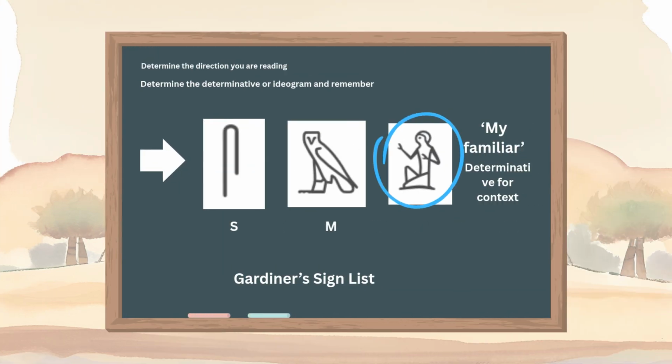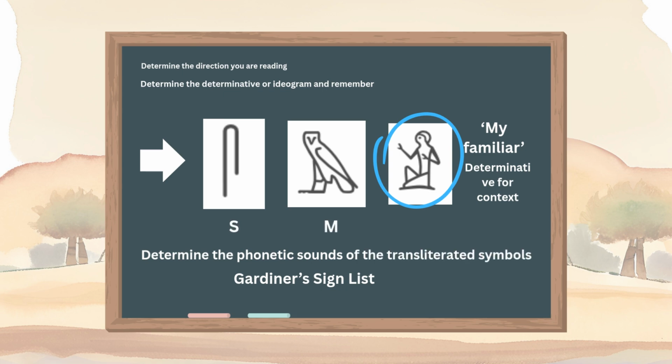Next, determine the phonetic sounds of the transliterated symbols. Determine their English equivalents by using Gardner's sign list. They all have codes associated with them, which makes them easier to find. This method will give you the consonants with their missing vowels.